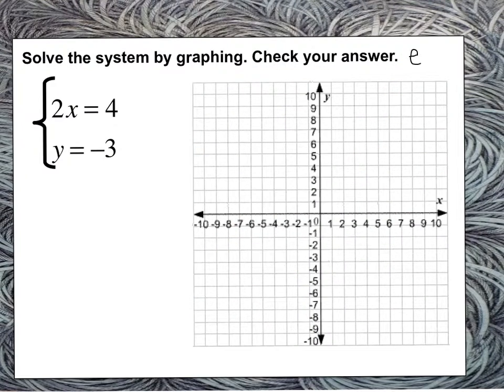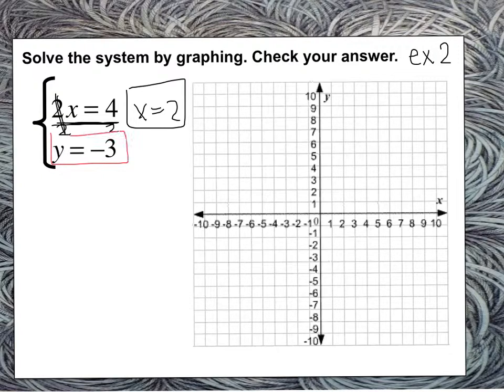Okay, here is example 2. We are going to solve the system by graphing and check our answer. Here is our system of equations, but notice that the first equation is not ready to be graphed. So I'm going to go ahead and divide both sides by 2. That way this 2 goes away and I have x equals 2. And now I'm ready to graph. So I'll do the first line in black, and then the second line I'll graph in red. And remember, they're systems, so I'm trying to find the point of intersection of these 2.